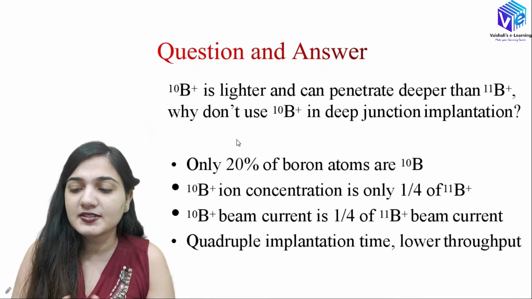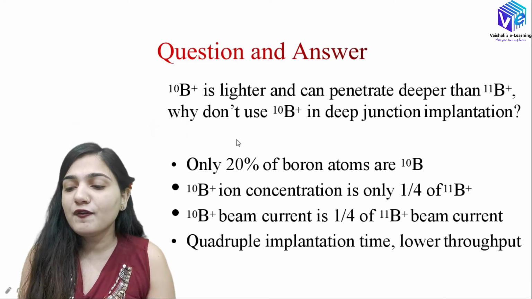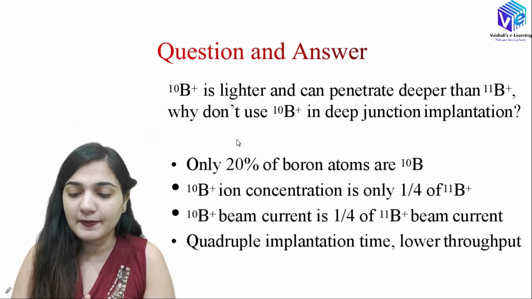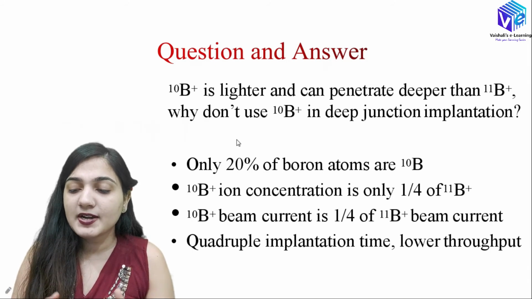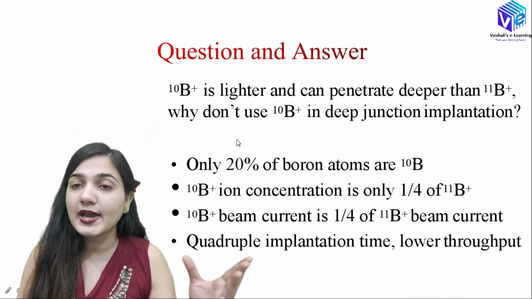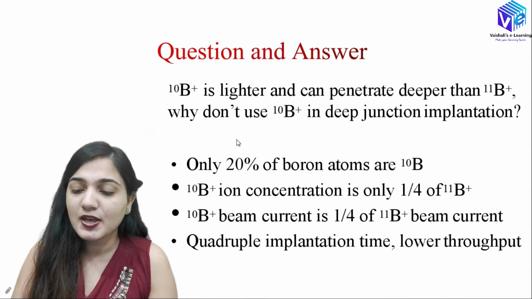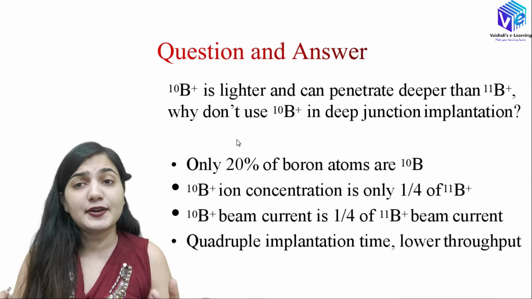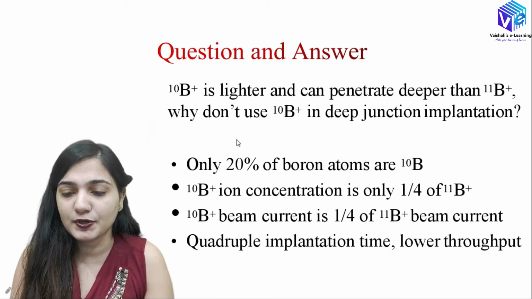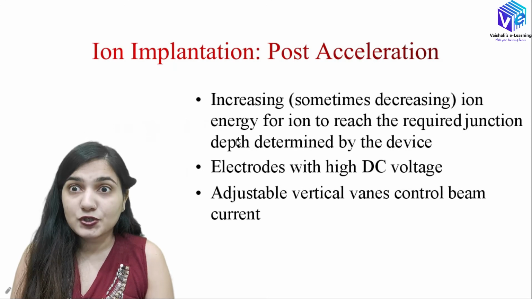So the 10B plus concentration is only 1/4 of the 11B plus concentration, and it is very difficult to separate them. So the 10B plus beam current is around 1/4 of the 11B plus beam current. So I require 4 times the beam current, or 4 times the implantation time, which reduces the throughput.